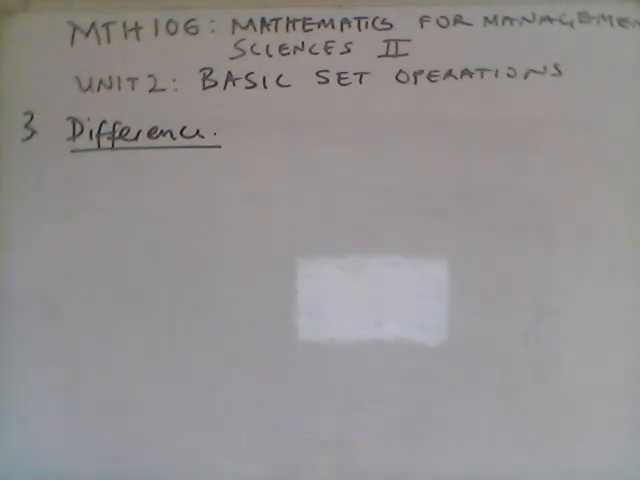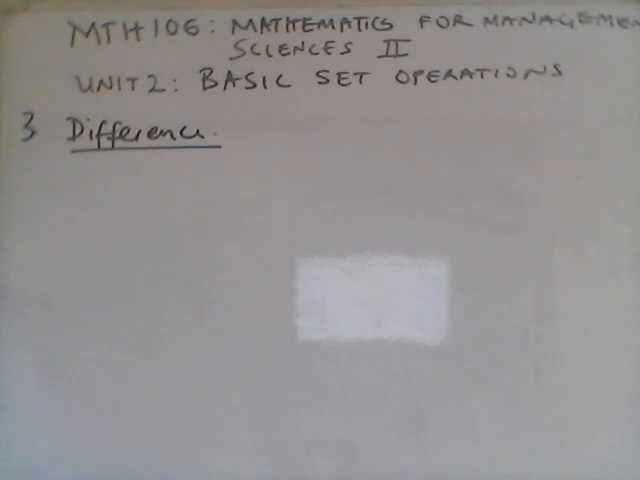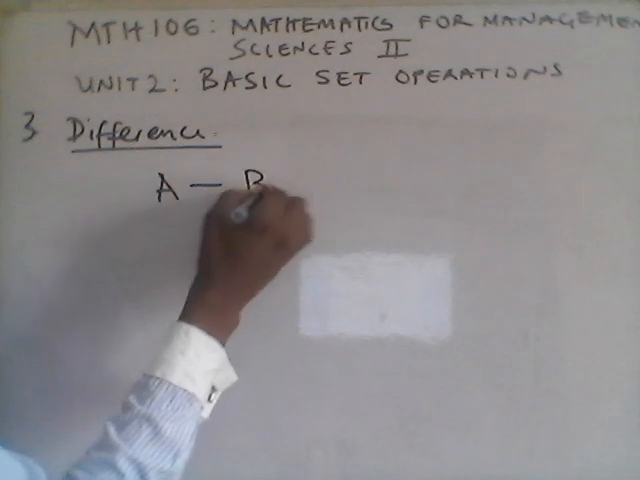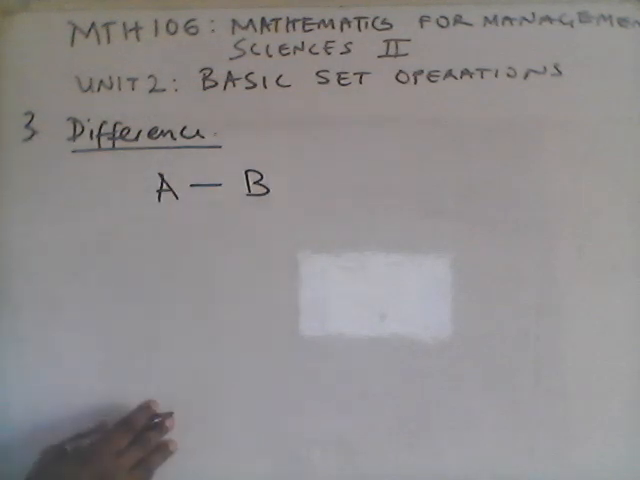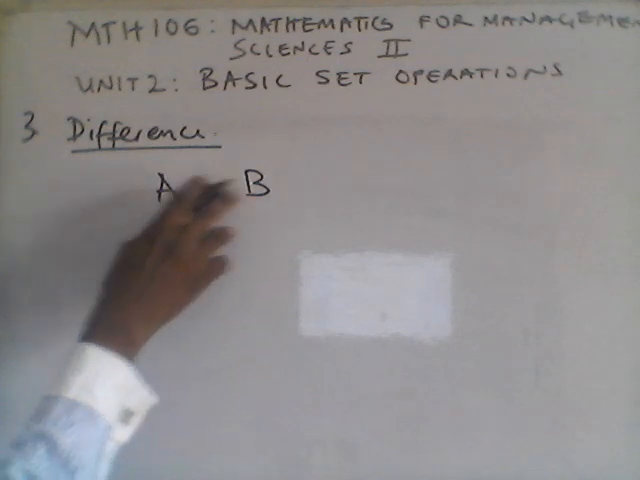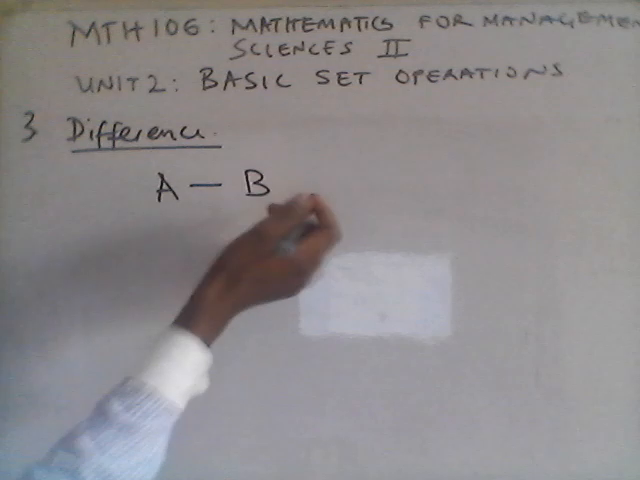So for the difference operation, the difference of sets A and B is a set of elements which belong to A but which do not belong to B. We denote it like this: A difference B. So it reads A difference B. It's simply A minus B.